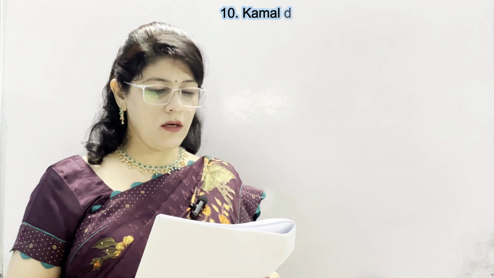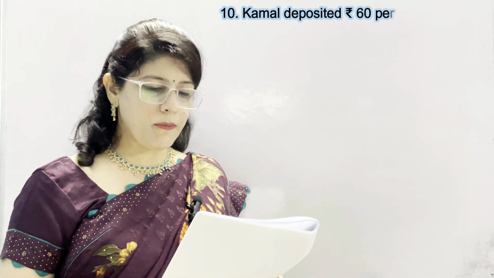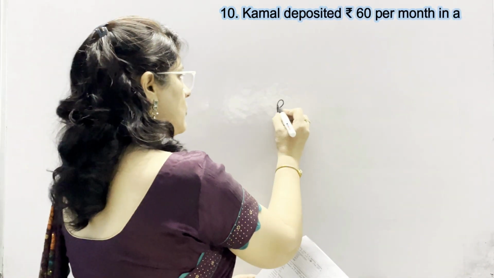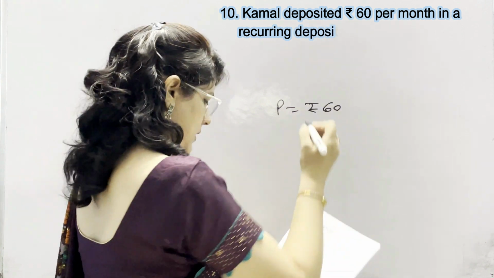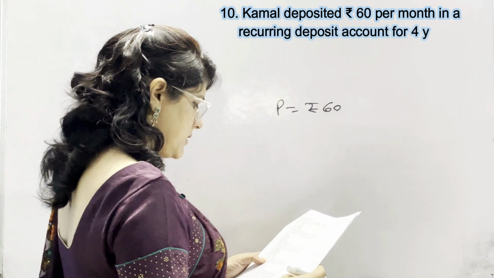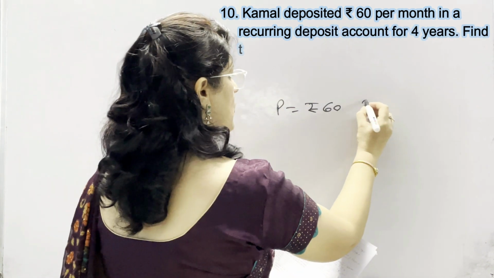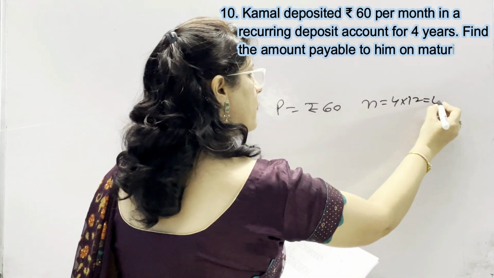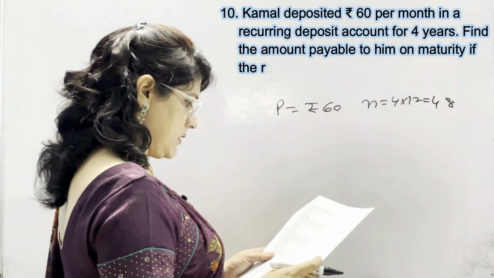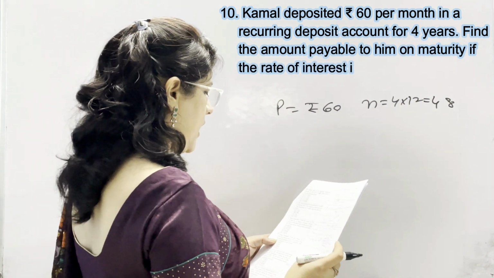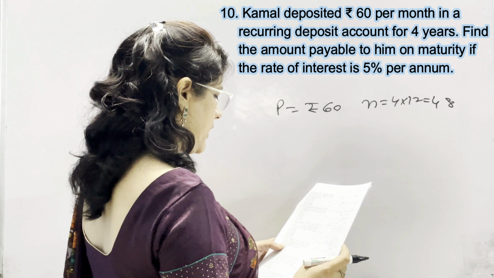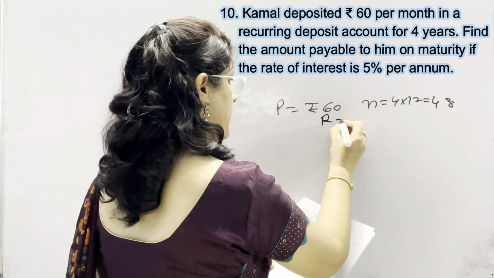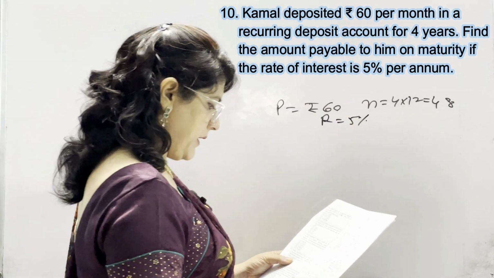Now question number 10, Kamal deposited rupees 60 per month. So P is rupees 60 per month in a recurring deposit account for 4 years. So N is 4 years means 4 into 12. It means 48. N is 48 number of months. Find the amount payable to him on maturity if the rate of interest is 5%. Rate is 5% per annum.